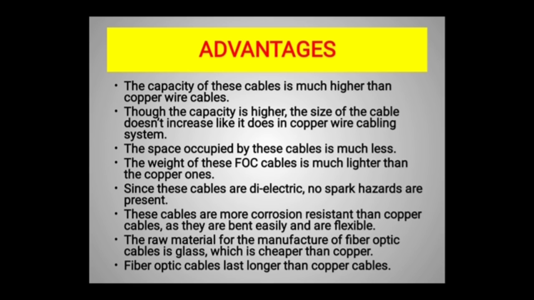Here are some advantages of the optical fiber. Their capacity is much higher than other kinds of copper wires. The size of the cable does not increase like that in the copper wire cabling system. The space occupied by these cables is less. The weight of the cable is lighter than the copper one. No spark is there. They are more corrosion resistant than copper cable. The raw material is cheaper, and the fiber optic cable lasts longer than the copper cable.